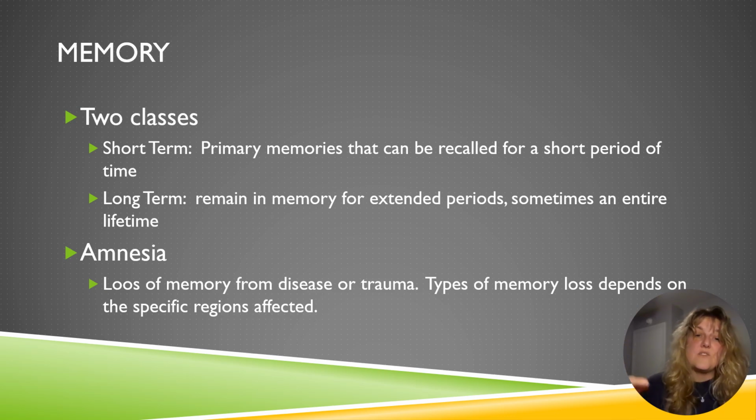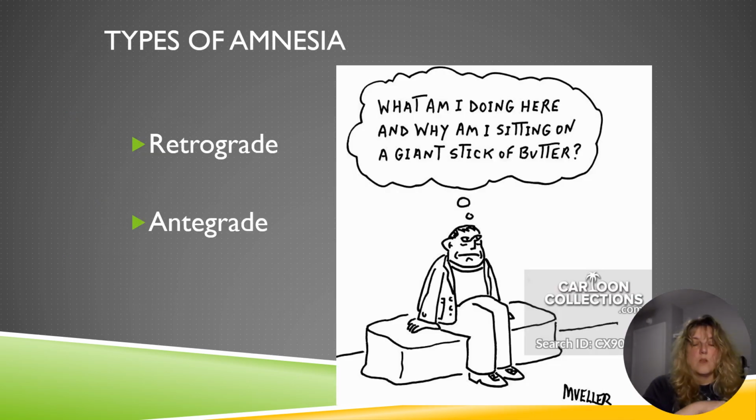You have a case of amnesia that may happen as a loss. I'm sorry, my spelling was terrible. I was trying to type it out. Loss of memory from disease or trauma. The types of memory loss depend on the specific region that's involved. And there are two different types of amnesia that we talk about as paramedics. You have retrograde and antegrade amnesia that you will see as paramedics.